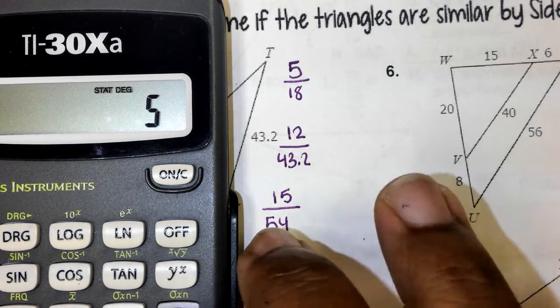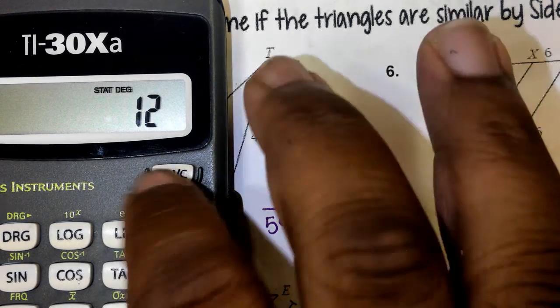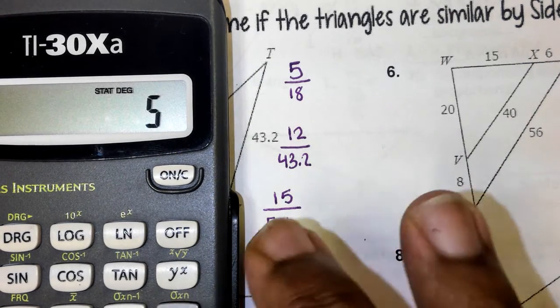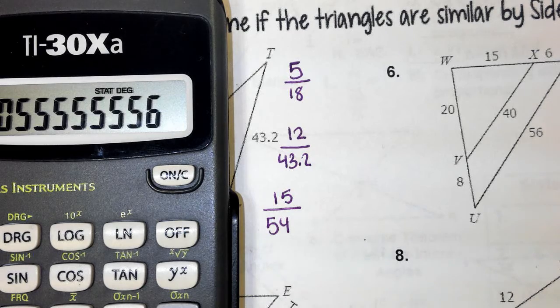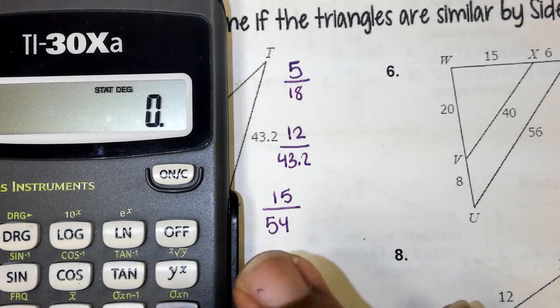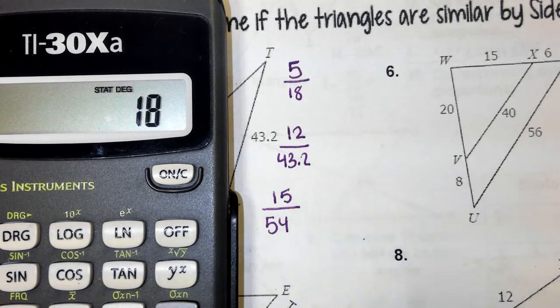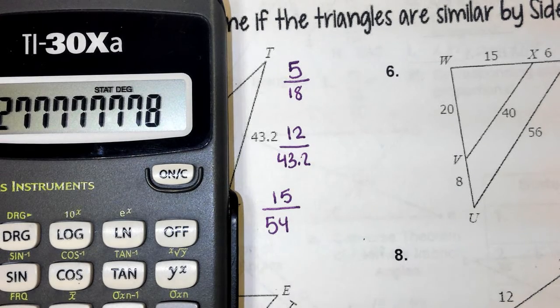First thing I'm going to do, 5 divided by 12. I mean, not 12, excuse me. My bad. I'm tripping. 5 divided by 18. Let's try this again. 5 divided by 18. That is not the decimal. There it is.